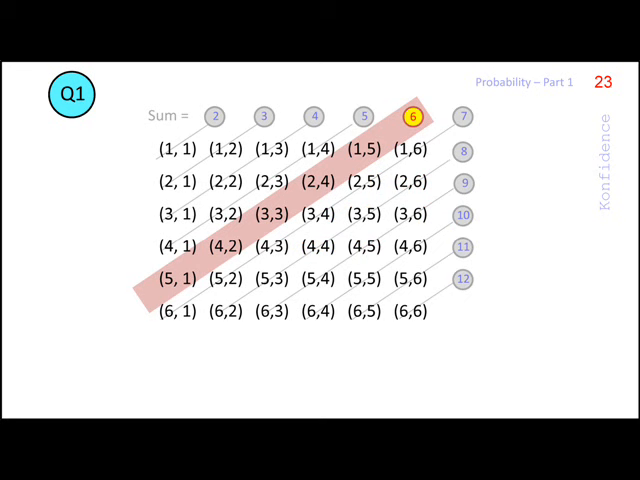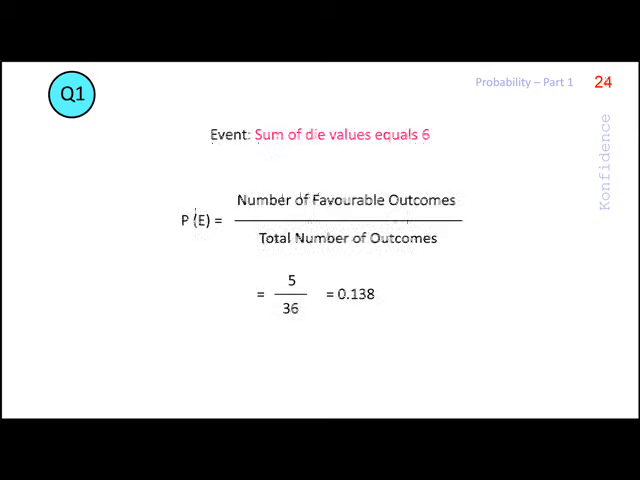The outcomes that will give a sum of 6 can be seen along the red band. Thus, the outcomes that are favorable to the event of getting the sum of 6 are 1 and 5, 2 and 4, 3 and 3, 4 and 2, and 5 and 1. Out of the total 36 outcomes, there are 5 outcomes that are favorable to the event under consideration.